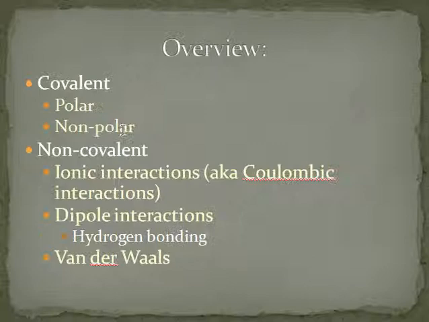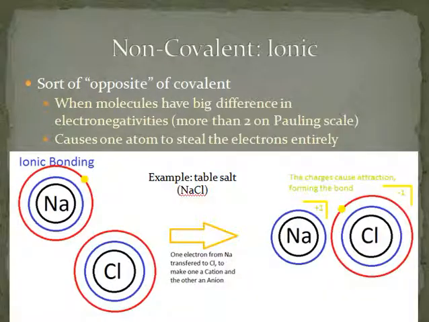Now, we did covalent, polar, nonpolar. Now I'm going to do everything else, the non-covalent interactions. First type I'm going to cover is ionic. This is sort of the opposite of covalent, you could say. Remember before covalent, it was less than 2 on the Pauling scale? Well, ionic have more than 2 on the Pauling scale.